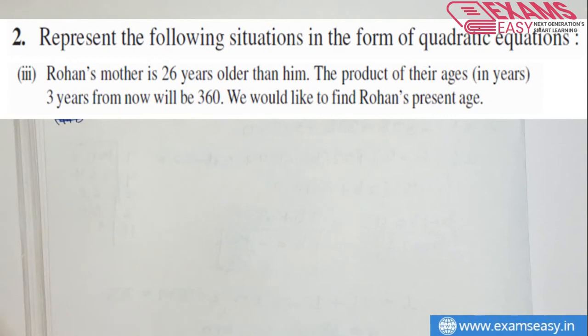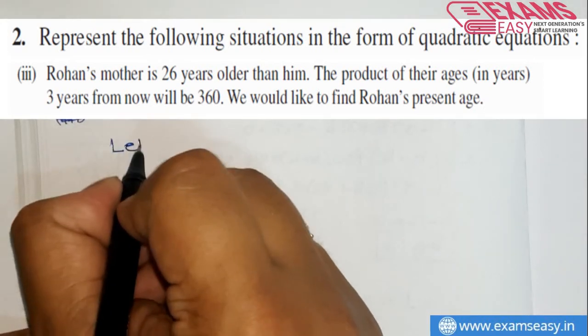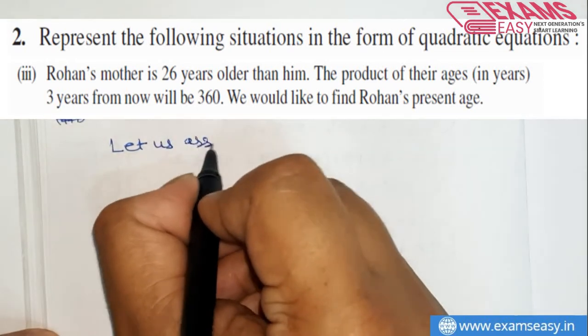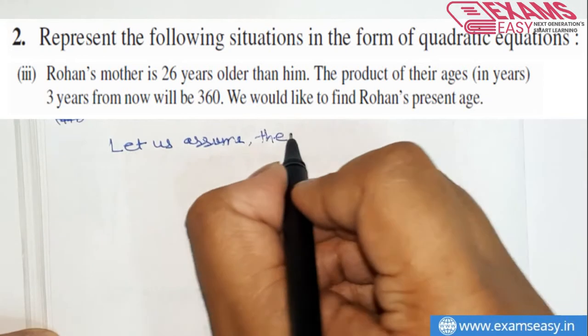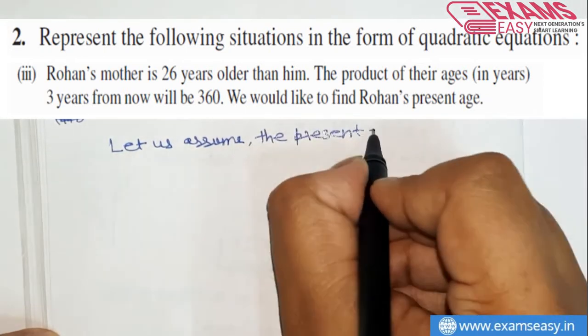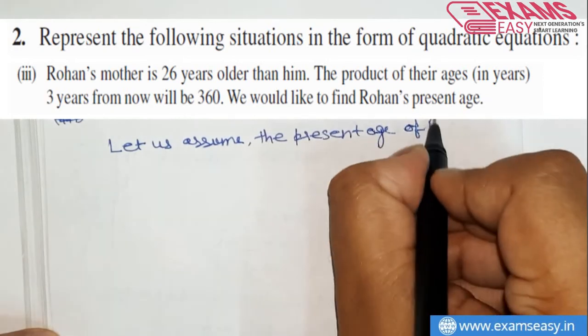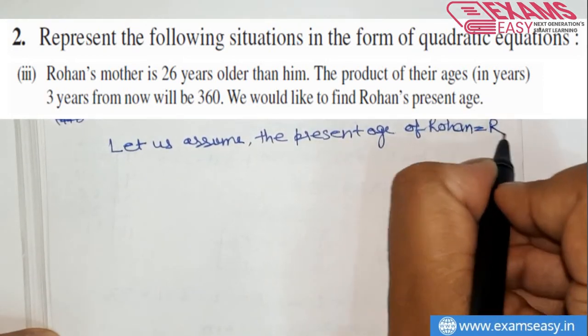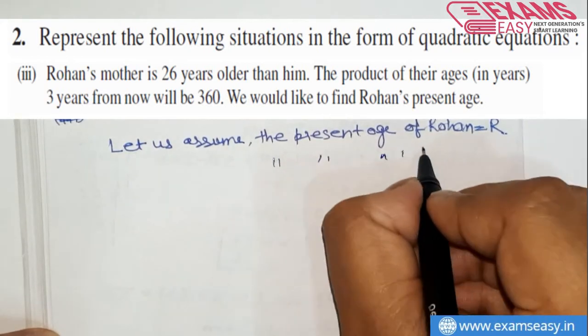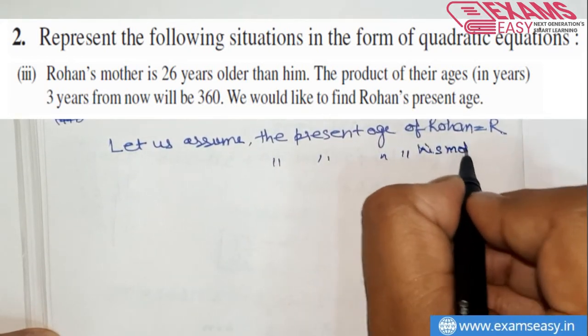Friends, let us try our third question of this exercise. Let us read the question on the screen. Rohan's mother's age is 26 years older than him. The product of their ages 3 years from now will be 360. We would like to find Rohan's present age. So let us assume the present age of Rohan is R and the present age of his mother as M.